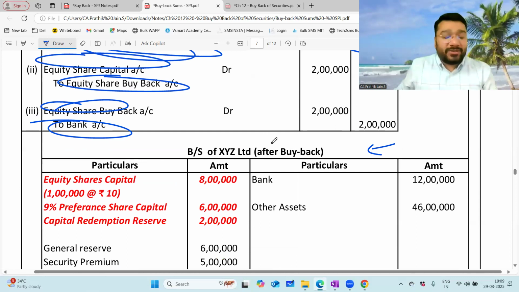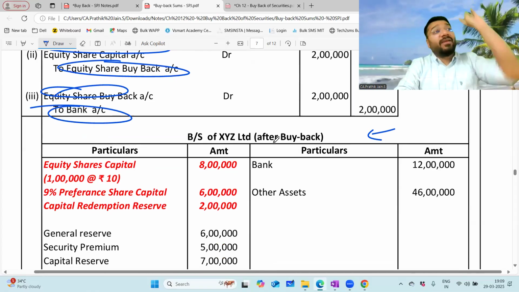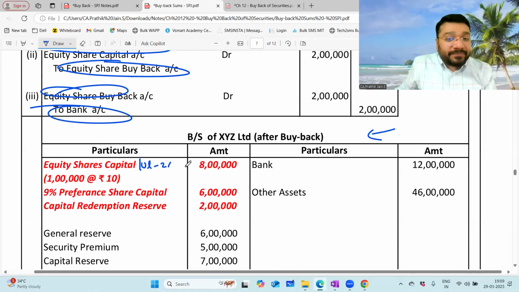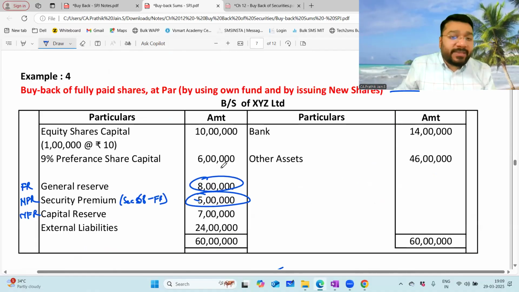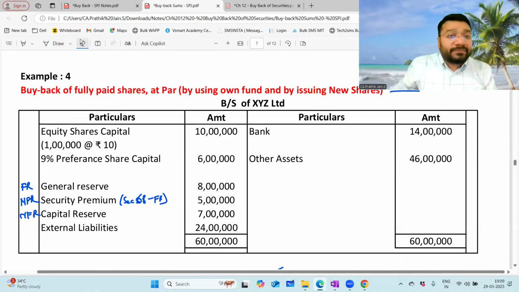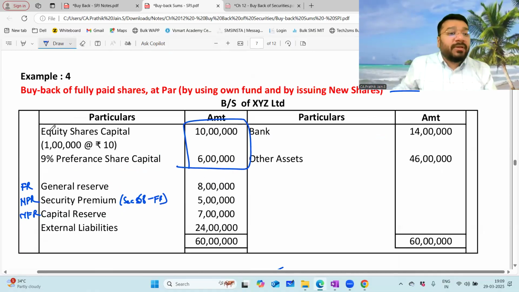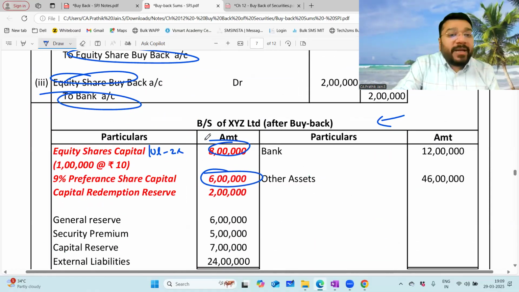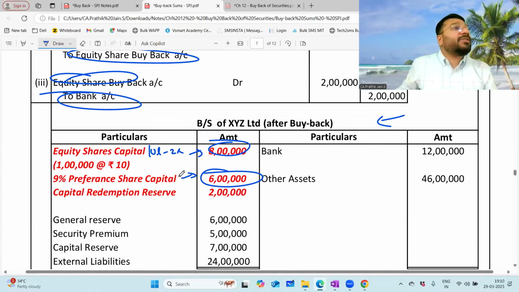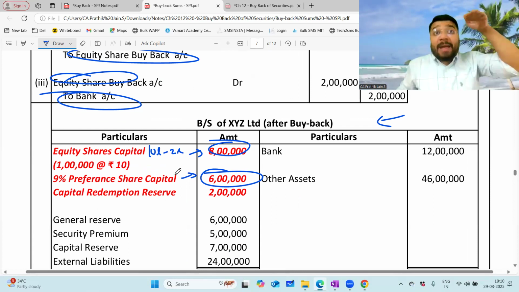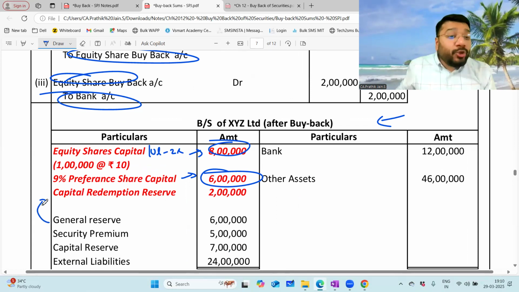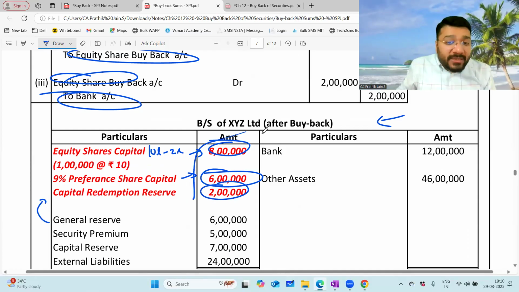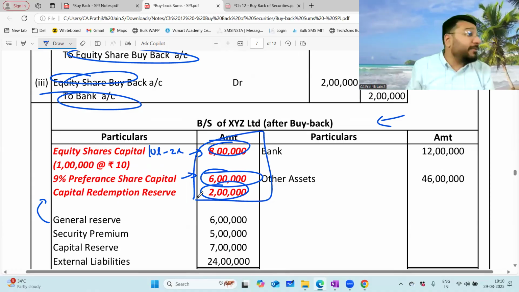Now, how does the balance sheet look after buyback? Equity capital earlier was 10 lakh. After 2 lakh gone, how much is it? 8 lakh. Preference same 6 lakh as it was earlier, we didn't touch it. So what is the base capital before? Equity plus preference 16. Now after buyback should be same 16. Now equity is 8, preference 6. 8 plus 6 is 14. So to keep the capital base intact, we transferred 2 lakh from GR to CRR. So these 3 now become the same capital family.